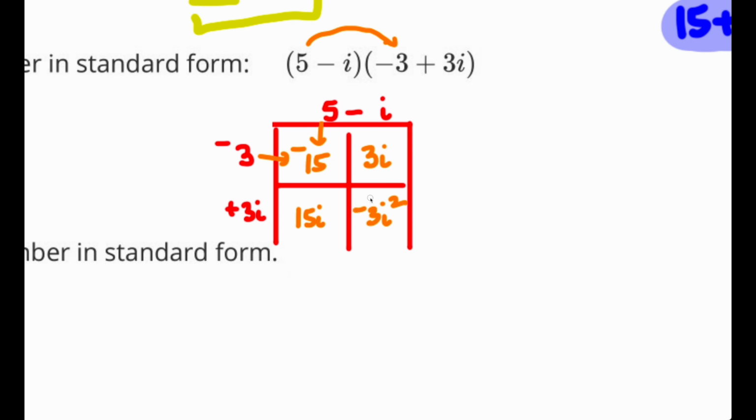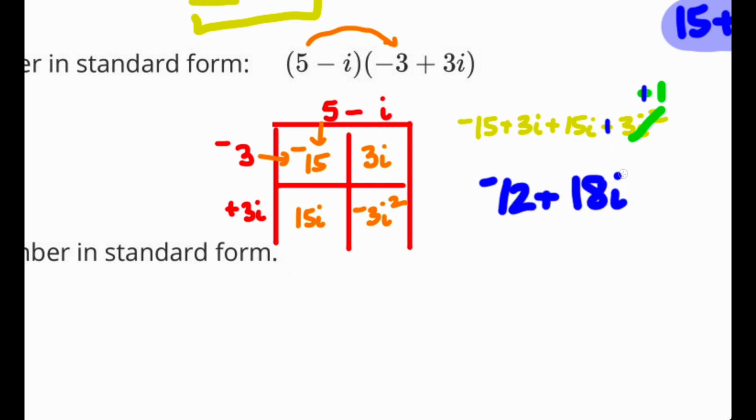Okay, now what we're going to do is add all those up. So when you're multiplying, it's like you're finding the area almost. And when you find the area, you're basically adding all those up. So it's going to be negative 15 plus 3i plus 15i minus 3i squared. Okay, I'm going to combine like terms here, but first let's make that i squared a -1 because i squared is equal to -1. This and this will become positive. So you're going to have negative 15 plus 3. Well, that's -12. So I'm going to do -12 plus 3i plus 15i is 18i. And you have -12 plus 18i for the answer for this.